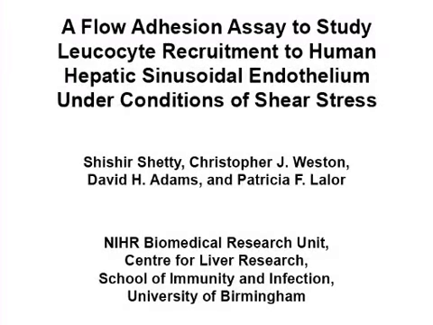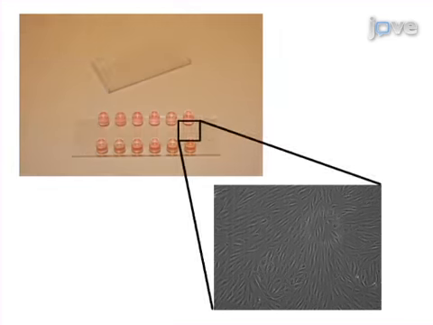The overall goal of this procedure is to study mechanisms of leukocyte recruitment across human liver endothelial cells in the presence of physiological levels of shear stress. This is accomplished by first preparing a confluent monolayer of human hepatic sinusoidal endothelial cells in a microslide, which is subsequently stimulated with inflammatory cytokines.